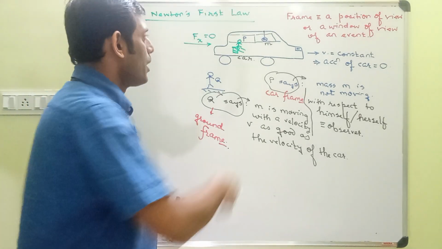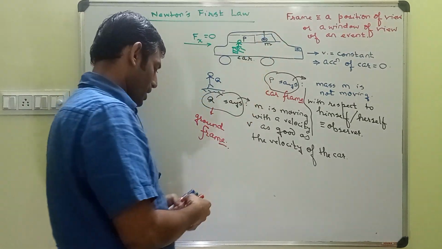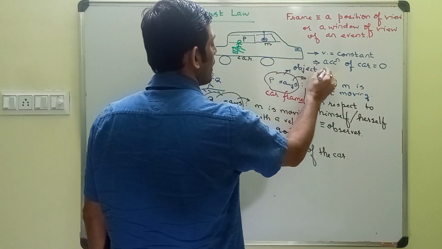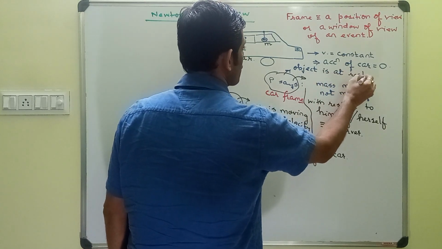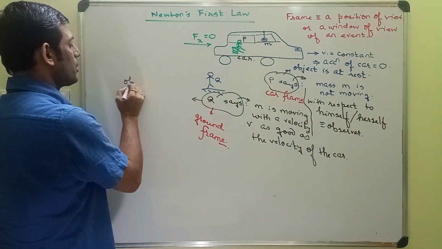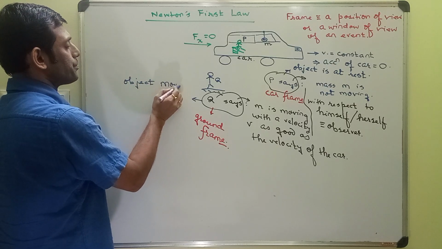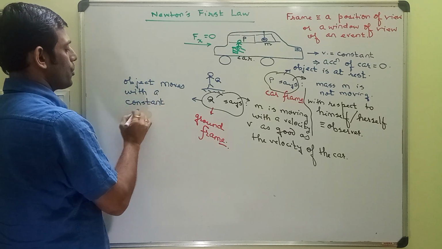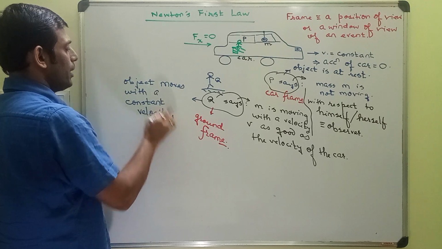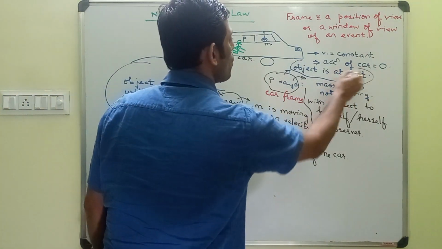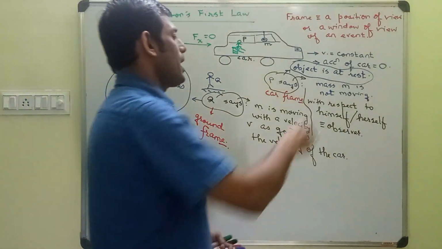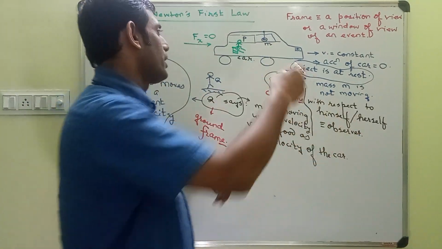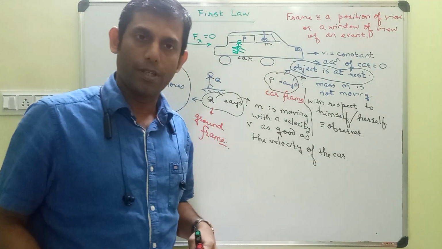And I repeat here, P finds that the object is at rest. Let me write down. For P, the object is at rest. And for Q, the object moves with a constant velocity. And you see, this happens and this also happens. Object is at rest and remains at rest because no external force along this direction acts on it, and the car moves with a constant velocity, does not accelerate.